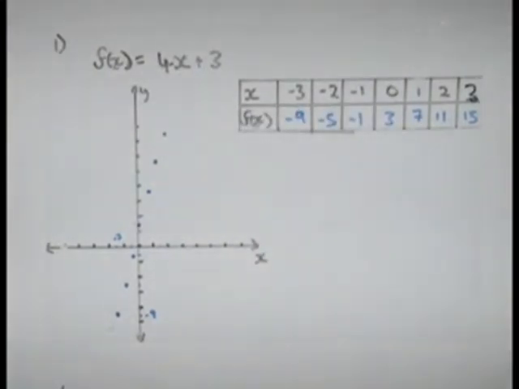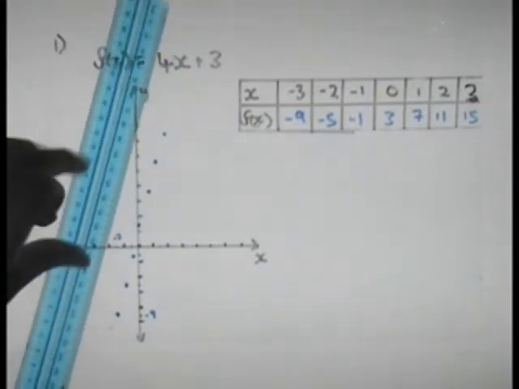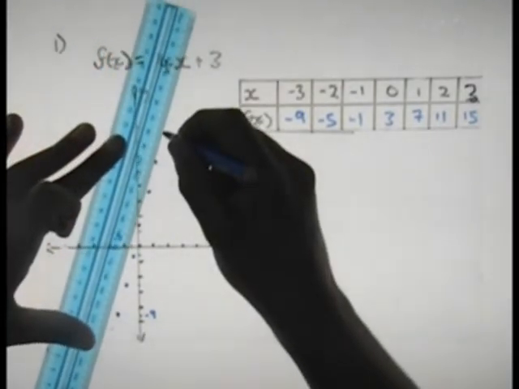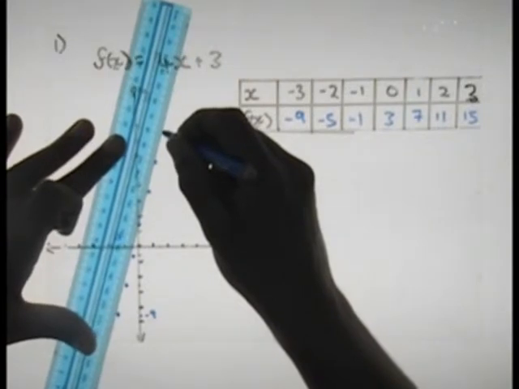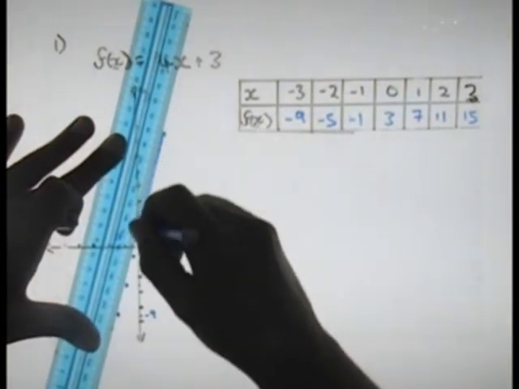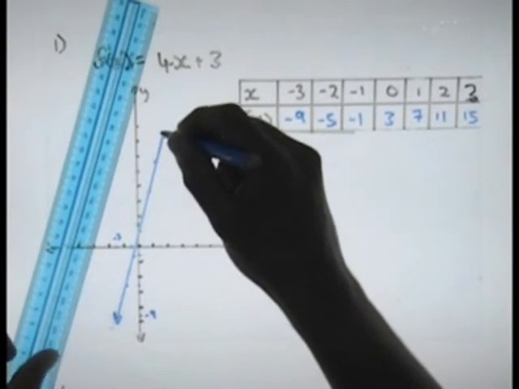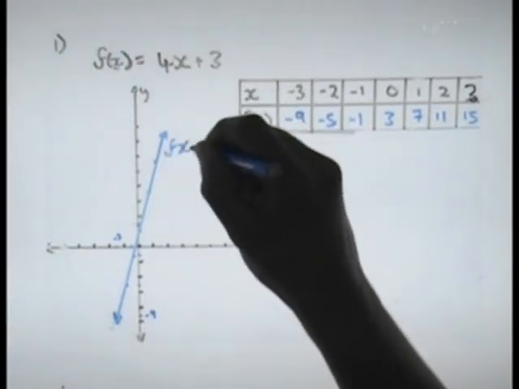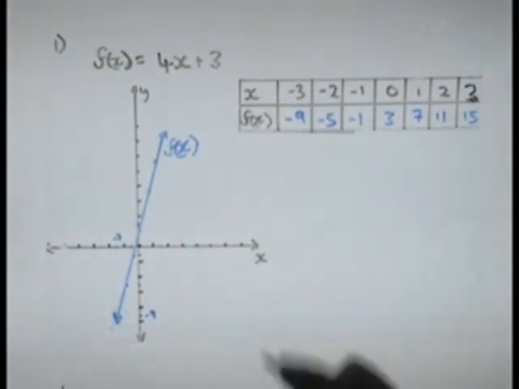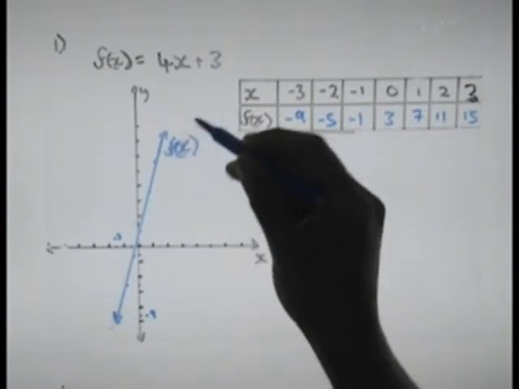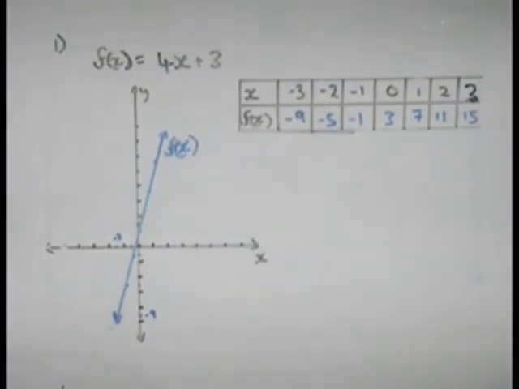I didn't draw it very accurately, but if we join these dots, and they should be joined fairly accurately, and yes they do, that will give us the function f of x. Always label your graph. You don't need to write the whole equation, just say that you have drawn f of x.